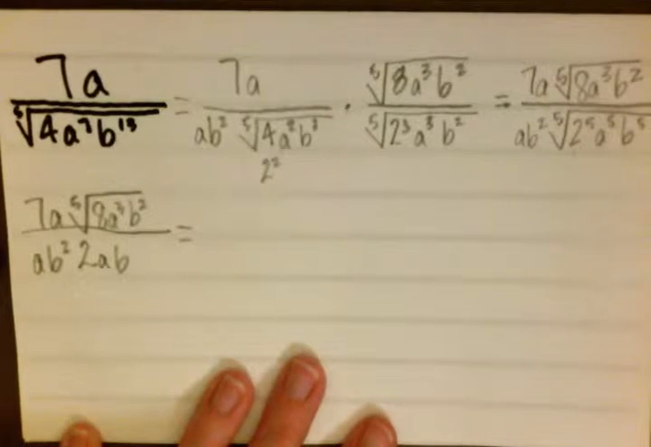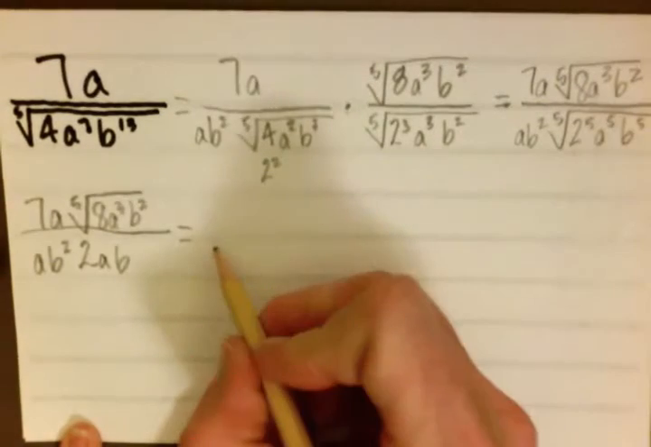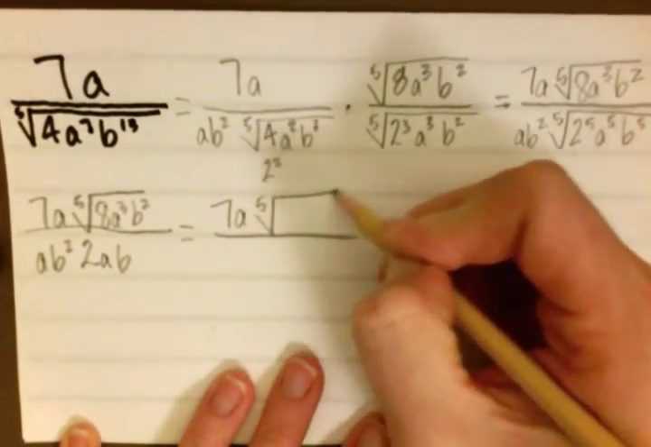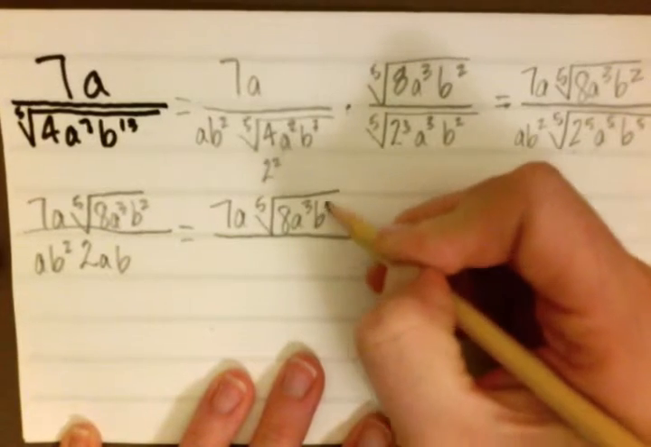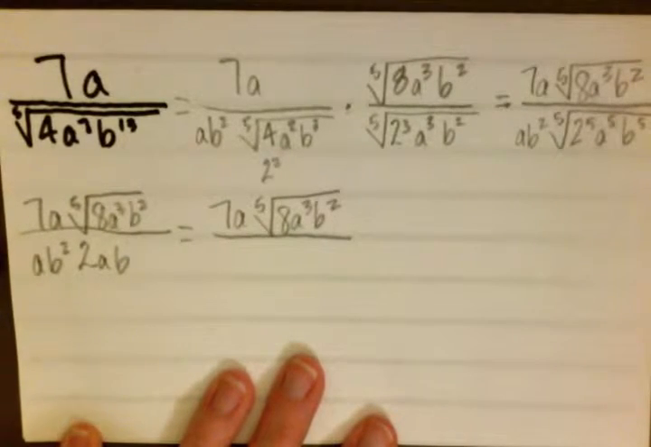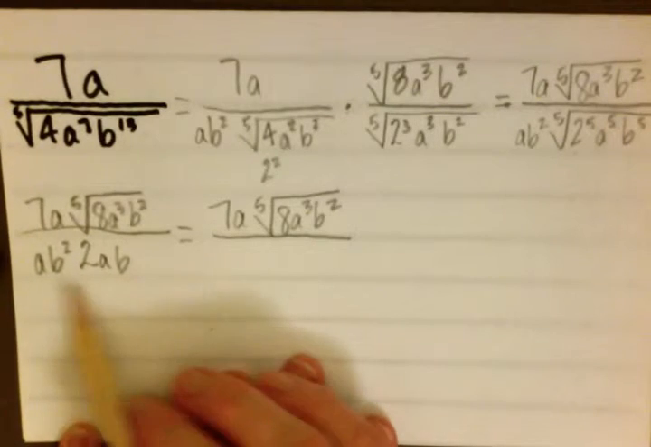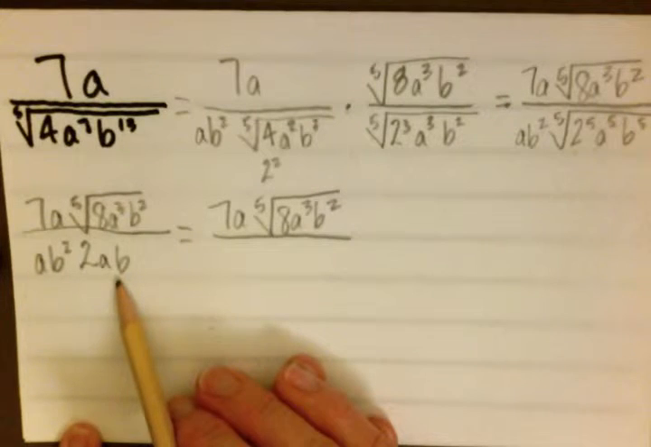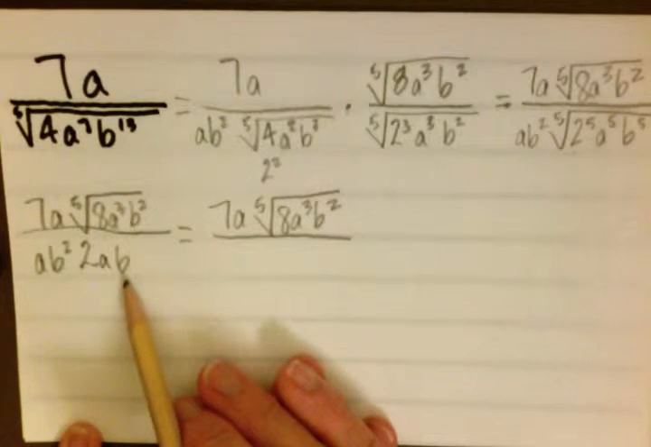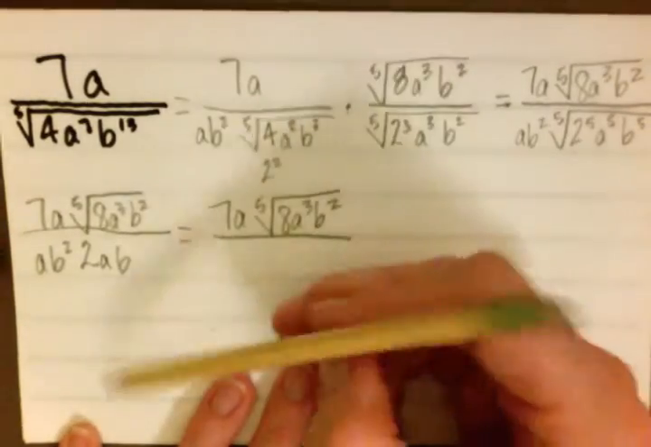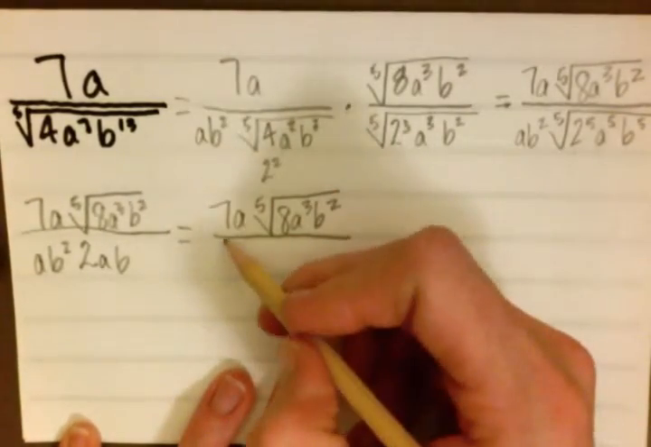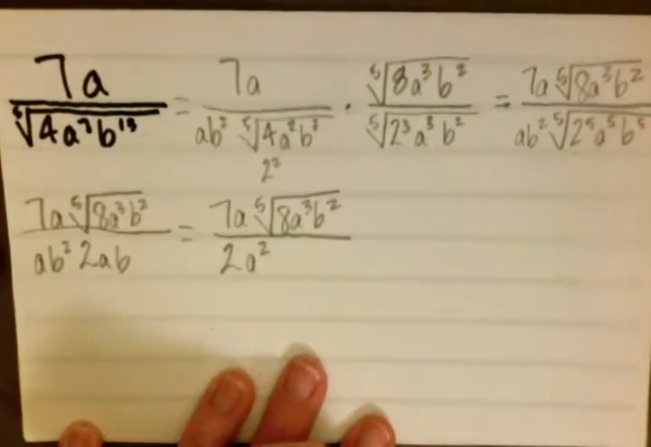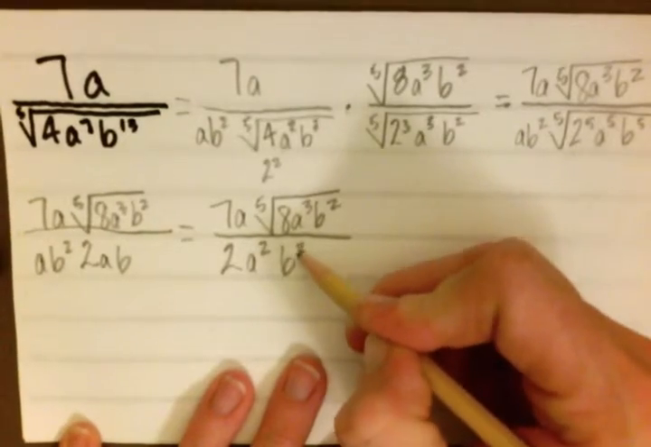Still some more simplifying to do and some more combining of like terms. So we have 7a fifth root 8a cubed b squared. That stays the same in our numerator. Now we're just going to combine like terms. It's not really combining even. All of these terms that we have in our denominator right now, we're multiplying those together. So let's just do that. We'll go ahead and start with our coefficient, which is 2, and then a times a is a squared, and b squared times b is b cubed.